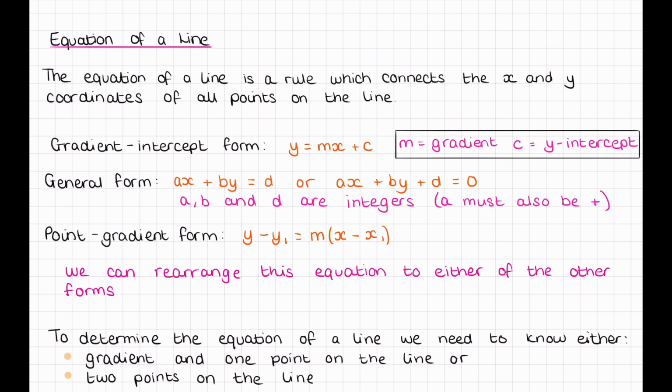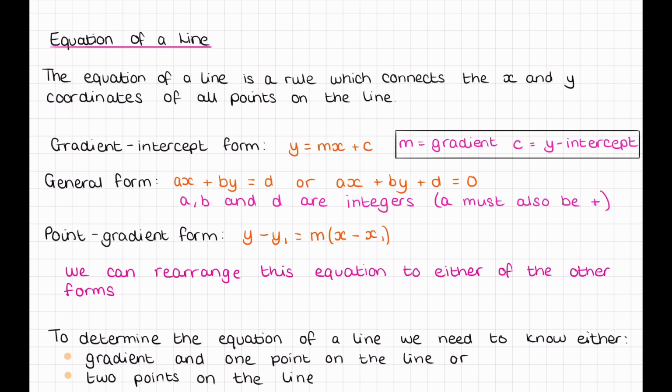Now, in this form, a really important part is that a, b, and d are required to be integers, and the majority of the time, a must also be positive, but just read the question for the requirements around that. But the main thing is that a, b, and d cannot be fractions or decimals, they have to be an integer.